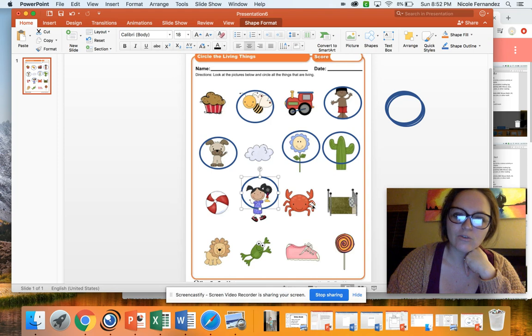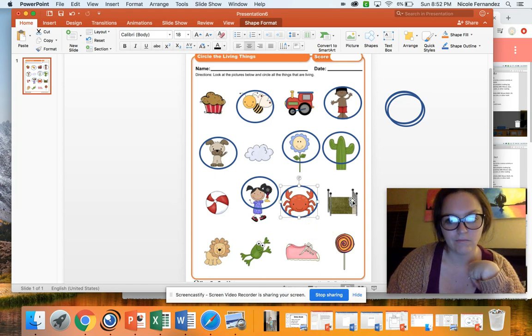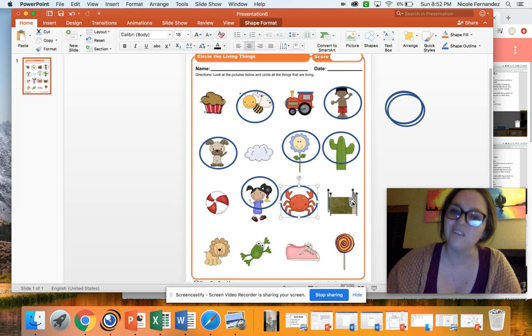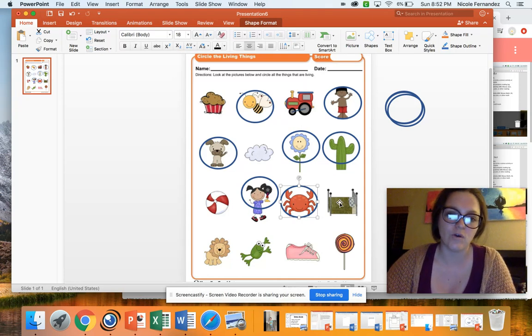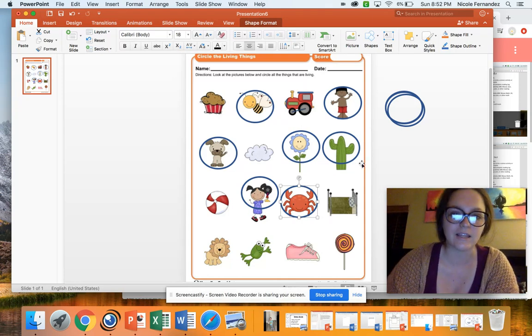Okay, we have a crab here. This is a type of animal, so it would be living. Okay, then we have a bed. Now, as much as I love my bed, and my bed is comfy, it is not a living thing. It does not come alive and talk to me, and it's not the best thing to try to make it survive or grow on its own, so this would not be a living thing.